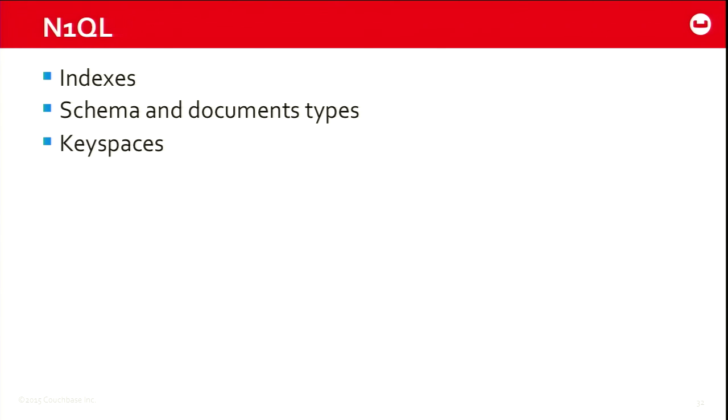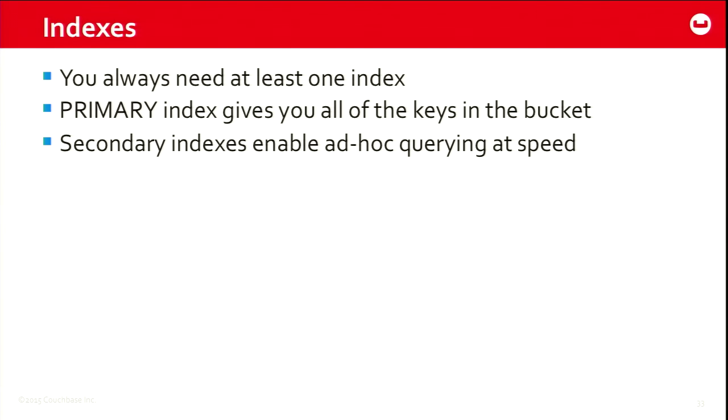So what are we talking about with nickel? The first thing to think about is the indexes you're going to use, your schemas is next, and then key spaces, which I'll come on to in a moment. So indexes: the first thing to know about data modeling for nickel is that you always need an index. And you might say, well, the key names themselves are an index, but you need to specify to Couchbase that you want to use that as an index.